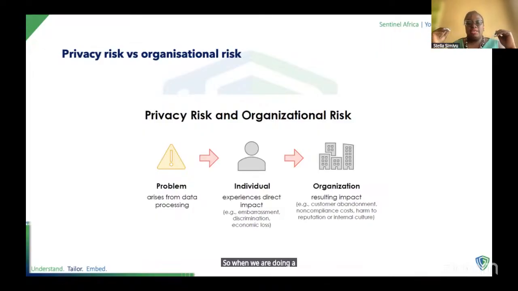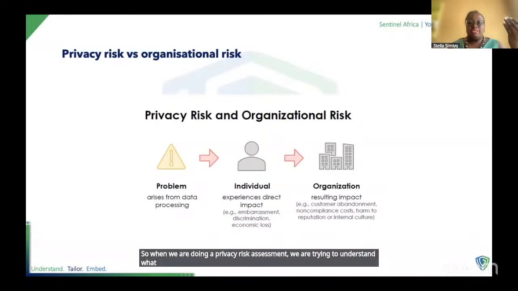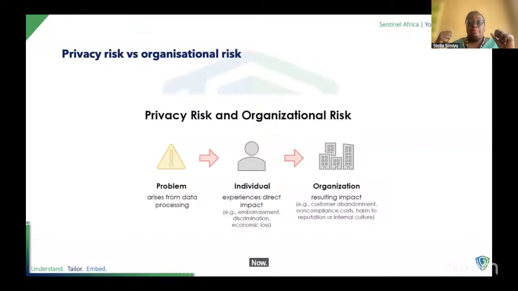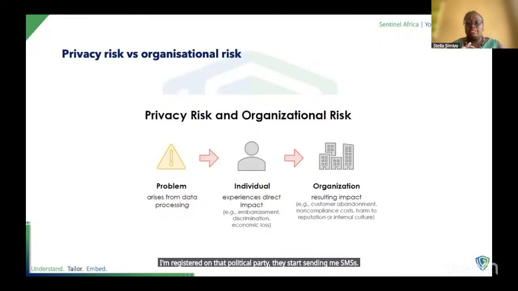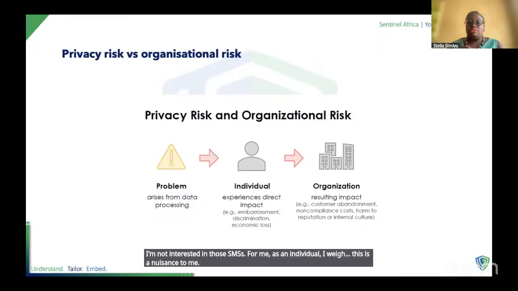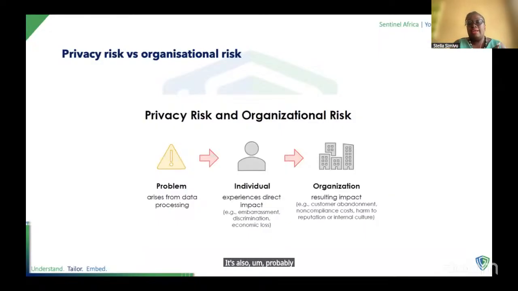So when we are doing a privacy risk assessment, we are trying to understand what privacy risks I face. When I am processing personal data, there are risks to an individual, and then there are risks to an organization. For example, I go to a building and leave my ID, and the guard takes a picture of my ID and sends it to a political party. I'm registered on that political party. They start sending me SMSs. I'm not interested in those SMSs. For me, as an individual, this is a nuisance. It's also probably, if I didn't want to be part of that political party, a personal embarrassment to myself. For the organization, there might not be a big impact.